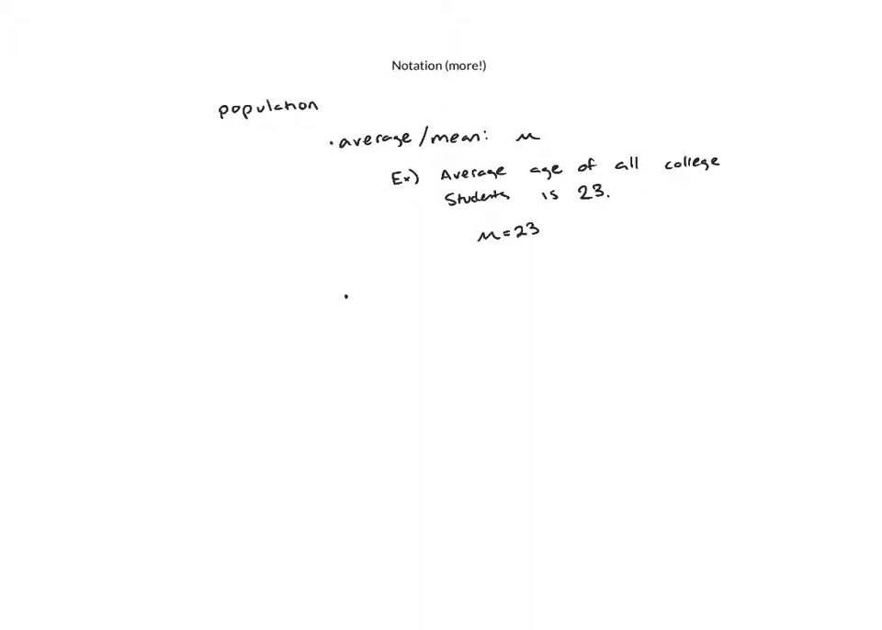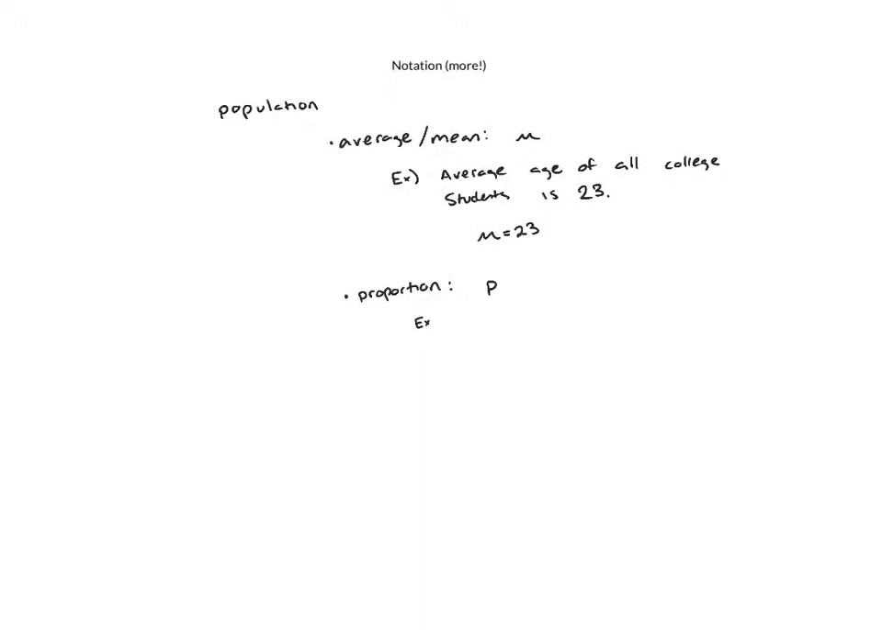Now, after talking about average, let's talk about proportion. Remember, our proportion is just a decimal representation of our percentage. And to get the proportion for the population, we're going to use a lowercase p. Remember, sample had p hat. It's just like the hat fell off it. Lowercase p for our population proportion.